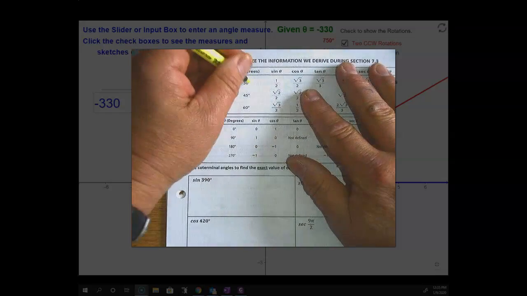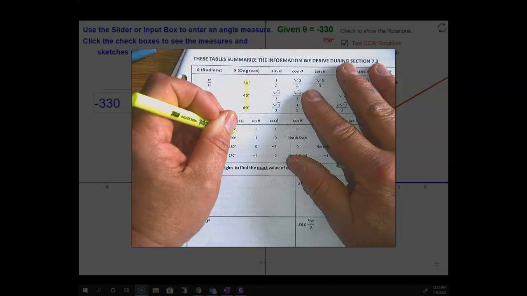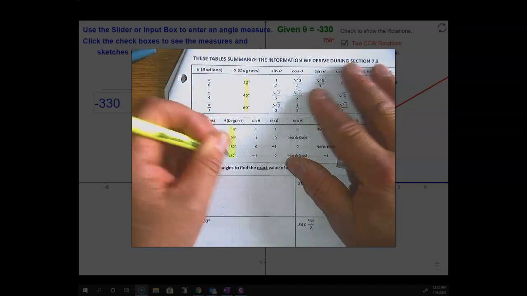So I want to take the 390 and turn it into one of these three or one of these four angles.